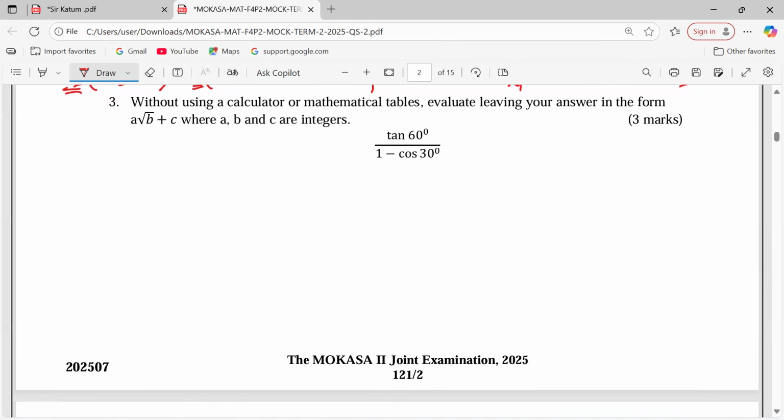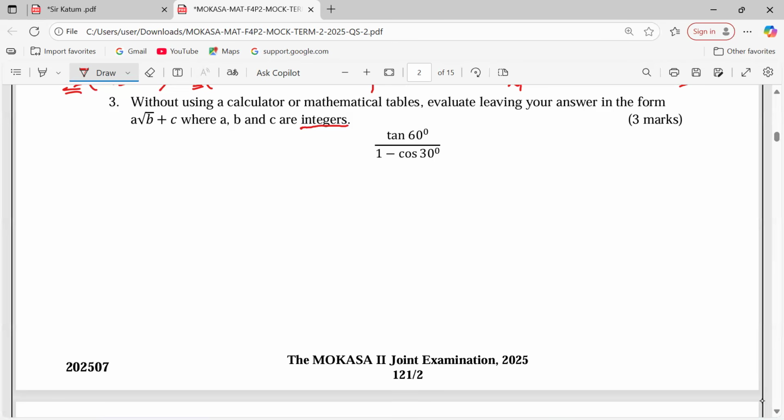Number 3, without using a calculator or mathematical tables, evaluate, leaving your answer in the form a root b plus c, where a, b, and c are integers. Master the word integers. Some other times you'll be told where a, b, and c are constants. That's a very different question. When you talk about integers, we simply mean the counting numbers, positive or negative, including the 0. But when we are told that they are constants, it can even be a fraction. So for this case, you expect them to be whole numbers.